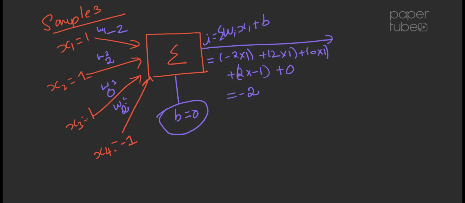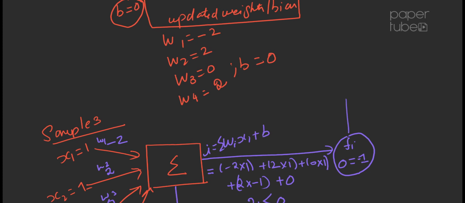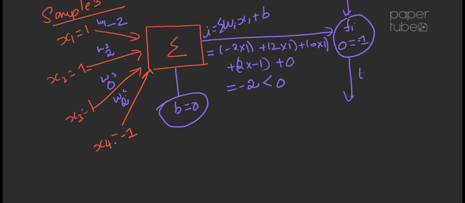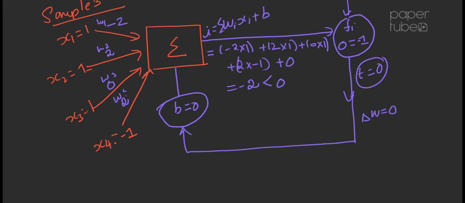Which is less than 0, which means your propagation function f of I, according to the rules that we set, will fire an output that's equal to -1. And indeed, this matches your target. The target for the third sample for the given input is equal to -1. Just go and read the question again. So t is equal to your output. This is for sample number 3, which means the change in weight should be equal to 0. So in that case, your weights and bias will remain the same.